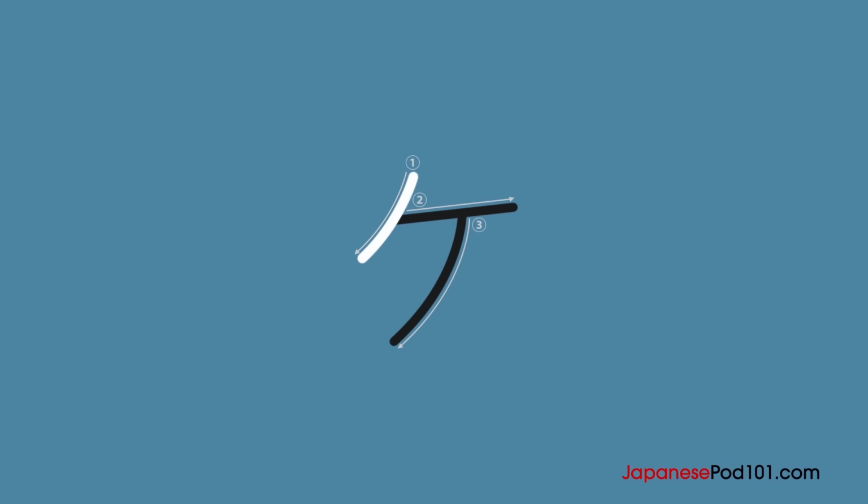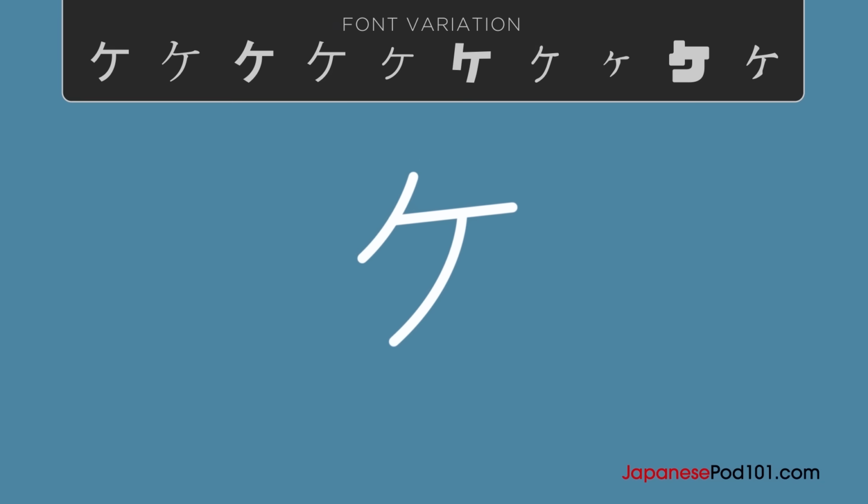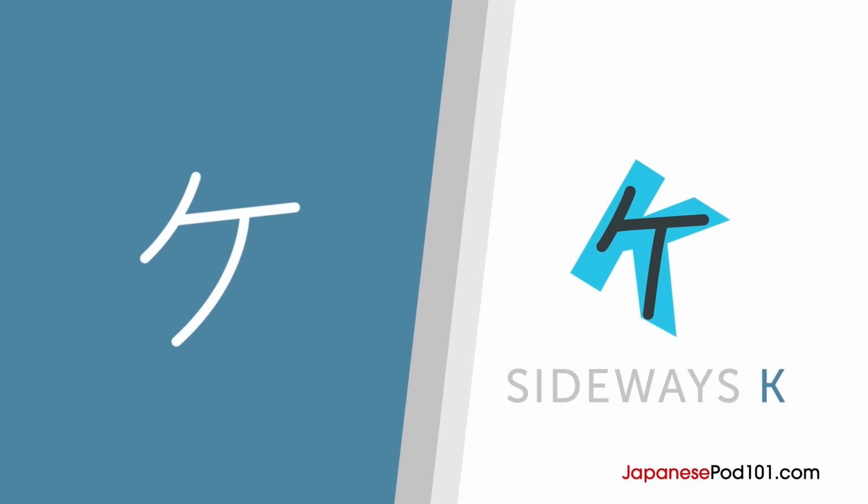This is the katakana character ke. Try looking at it from this angle and you'll see a letter K. Just like the first three characters, ke can be modified by a dakuten. Ke with a dakuten is pronounced as ge, ke, ge, ke, ge.